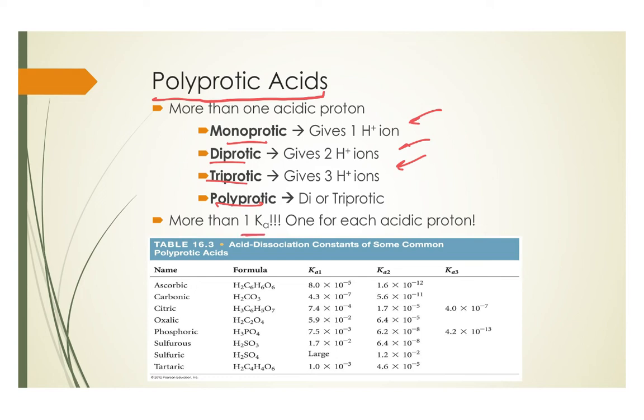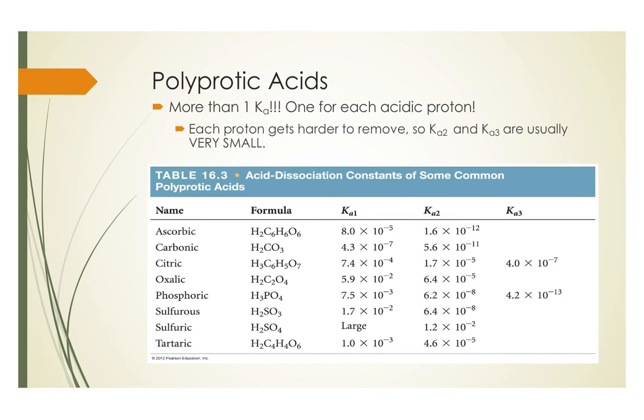And as a result of that, there's an acid dissociation constant for each proton that comes off. You can see down here on the table that as you get to each successive proton being taken off, the Ka gets smaller and smaller, which is what you would expect, because as you remove a hydrogen, it's harder to remove the next hydrogen and the one after that because of the attractions involved. So each proton gets harder to remove, so Ka2 and Ka3 are usually very, very small.